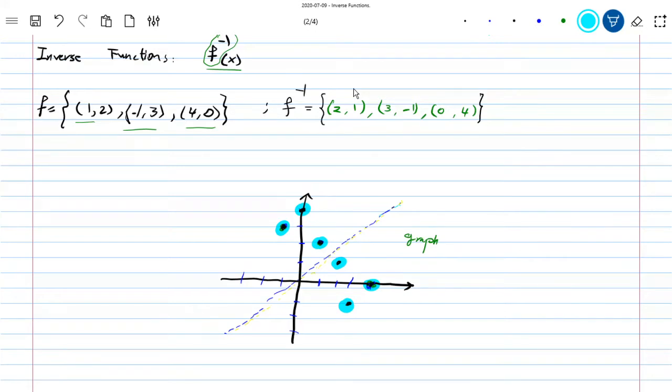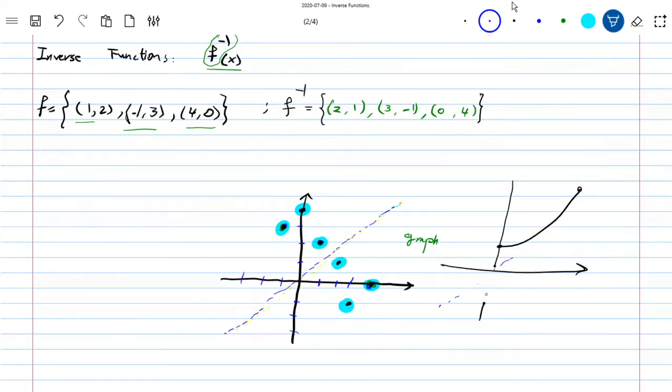So if you're given a graph of f, let's say you see this graph and say this graph passes the horizontal line test. That means it has an inverse. Then draw the 45-degree line.